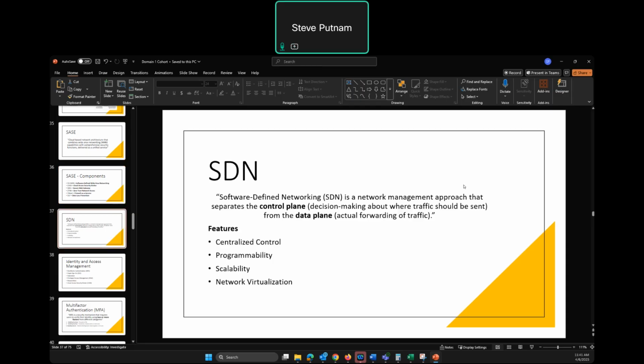All right. So again, if we want to look at software-defined networking, software-defined networking has been around for a while, but it's particularly gained speed within the cloud environment. It's a modern approach to network management. It separates the control plane, or the decision making, from the data plane, the traffic forwarding. It centralizes network intelligence into a controller, and it enables dynamic configuration and real-time adjustments. So some of the key features here: centralized control, programmability, scalability, and network virtualization.